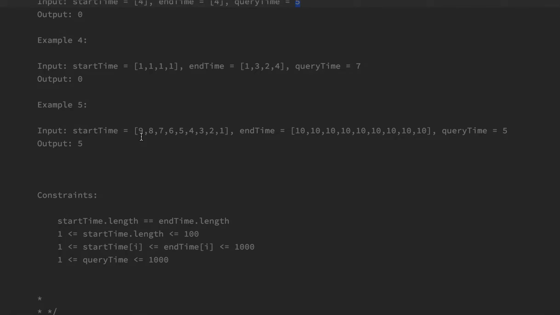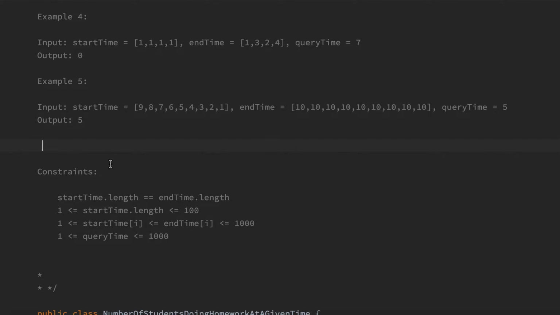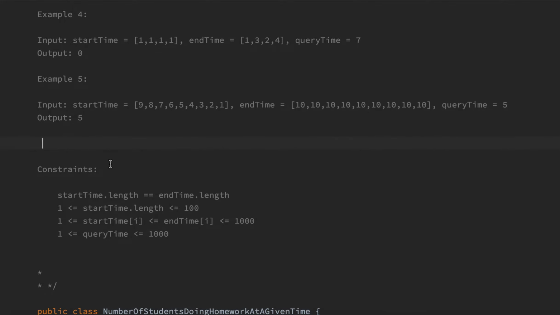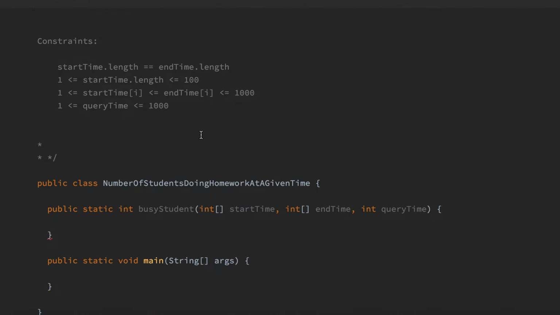Finally, the start time is 9, 8, 7, 6, 5, 4, 3, 2, 1. The end time is 10 for all of them, and the query time was 5. The only ones that have 5 or above are these 5 students, and so the output would be 5. Oh, sorry, actually it would be these 5 students. Apologies for that. Okay, so constraints.